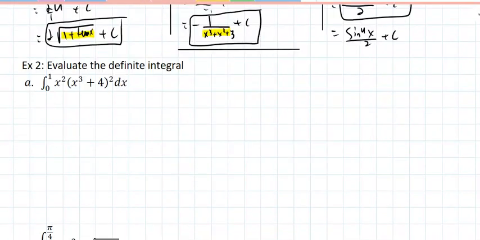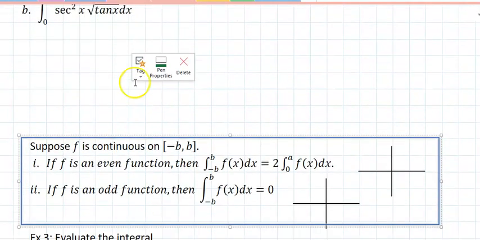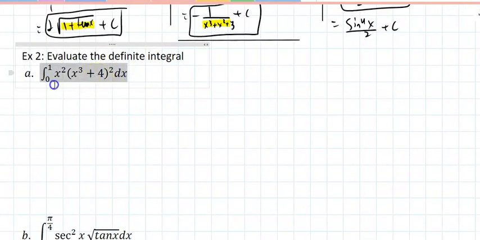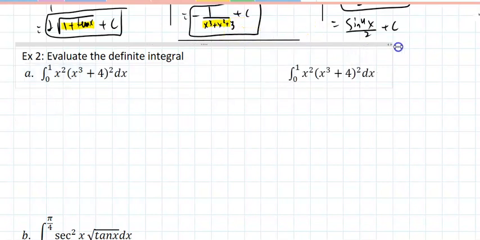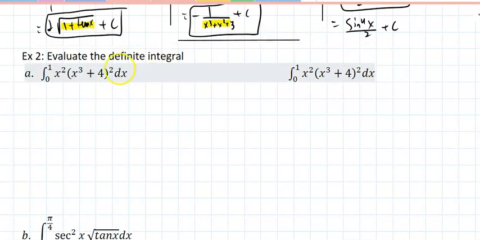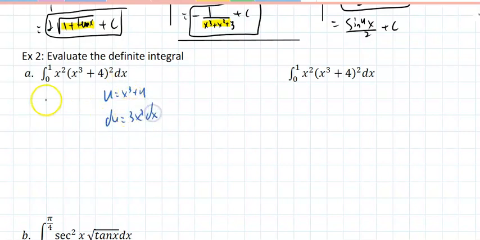Next problem, I have two options of doing this, and I'm going to do it both ways for both problems. So I'm going to copy that twice. So here, I could let u equal the inside of a power function. Du will be 3x squared dx. This will become the integral. This is my u squared. And I know the drill by now.